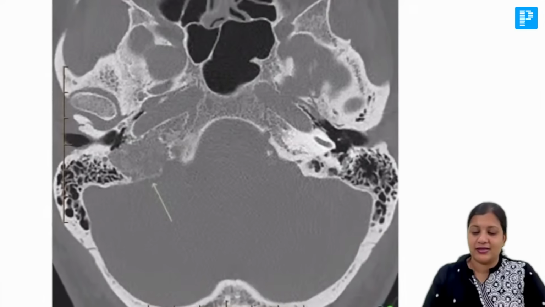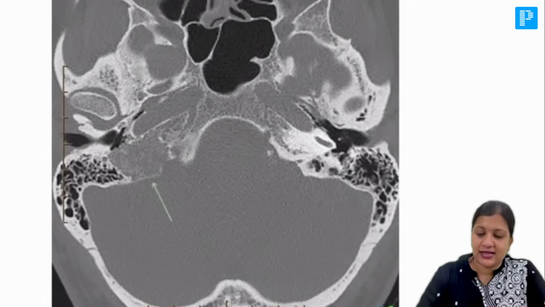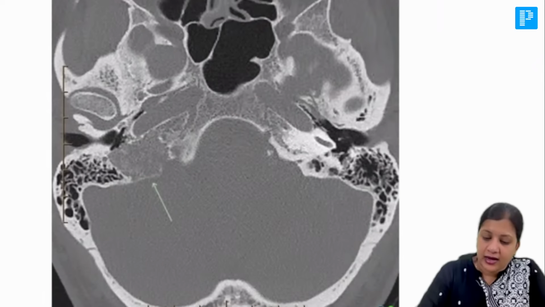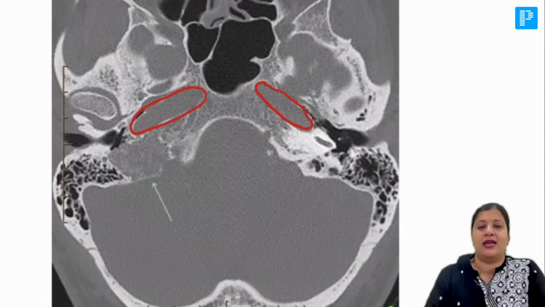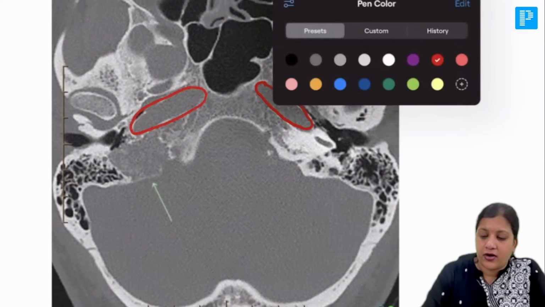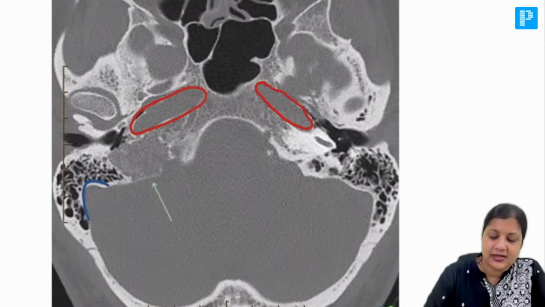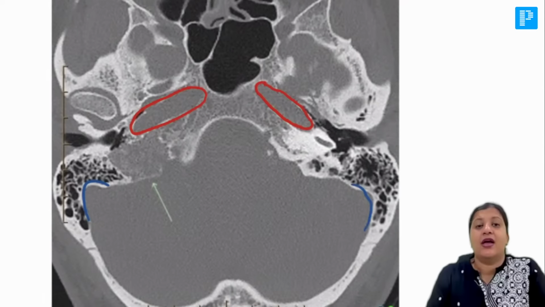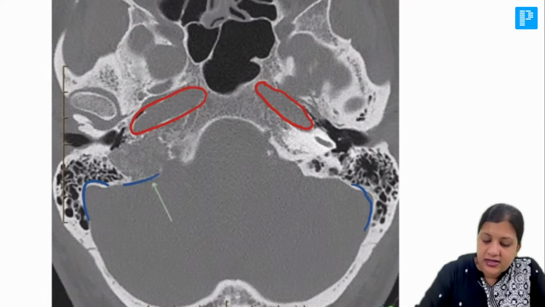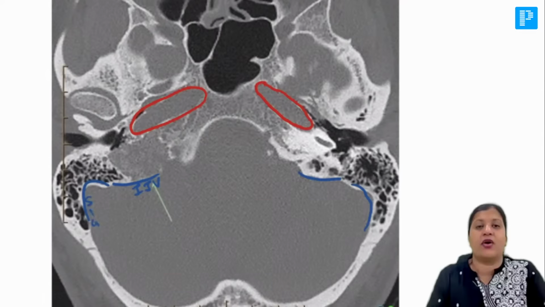Now look at this image, which is again a CT scan. What you see here anteriorly is your carotid bulge. Can you all make out the carotid bulge? Yes. The posterior border of the mastoid has which sinus? Sigmoid sinus. Did we see that in the images too? Yes. What is drained by the sigmoid sinus? Internal jugular vein. So this is the area of internal jugular vein draining into sigmoid sinus.